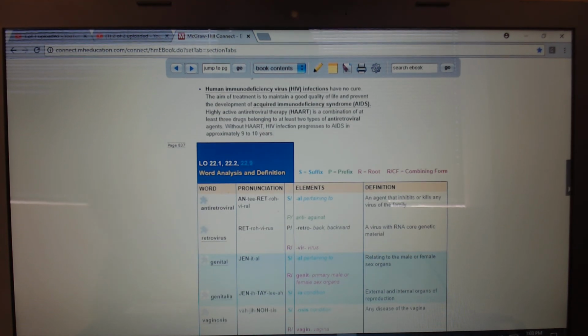Human immunodeficiency virus infections have no cure. The aim of treatment is to maintain a good quality of life and prevent the development of acquired immunodeficiency syndrome. Highly active antiretroviral therapy is a combination of at least 3 drugs belonging to at least 2 types of antiretroviral agents. Without HAART, HIV infection progresses to AIDS in approximately 9 to 10 years.